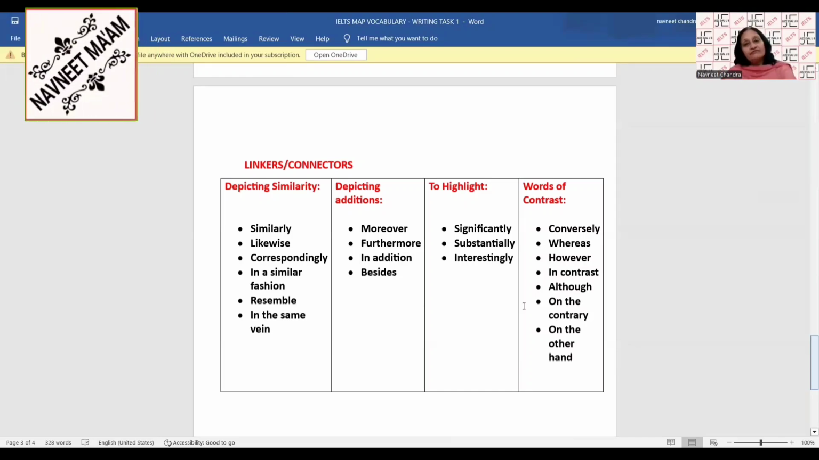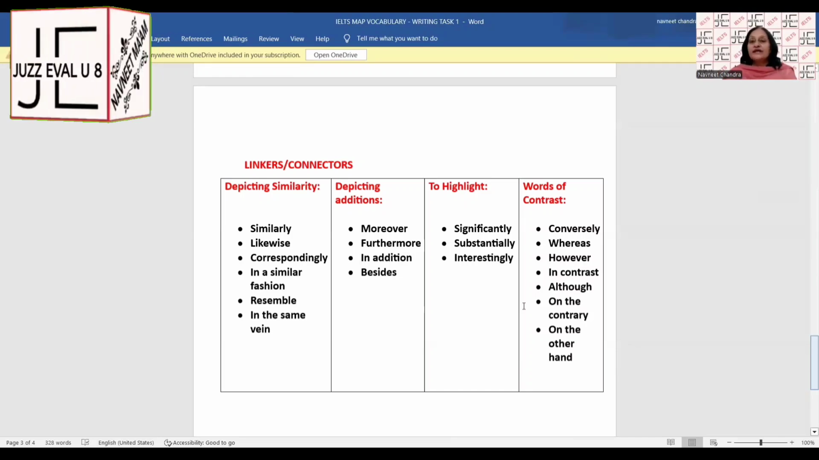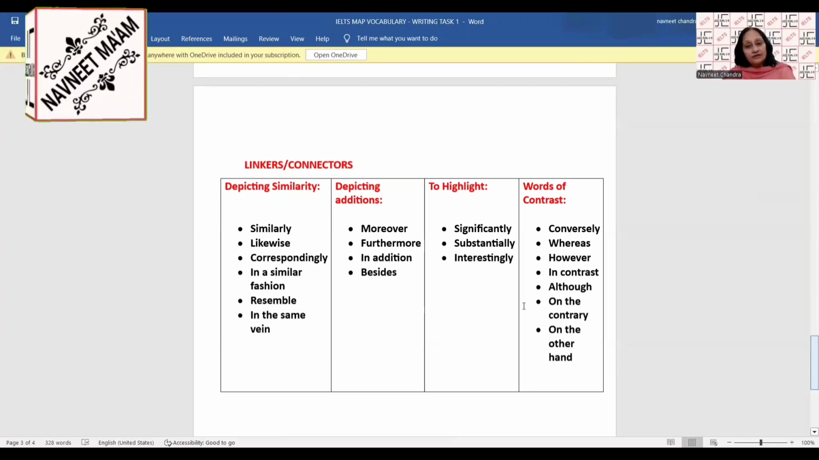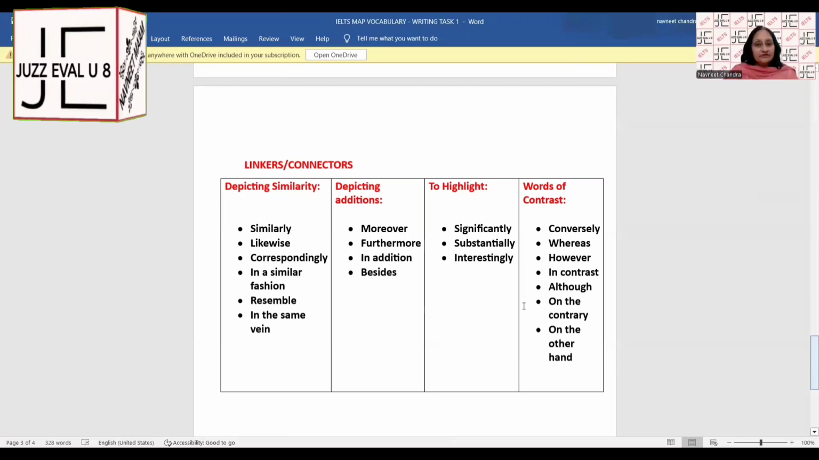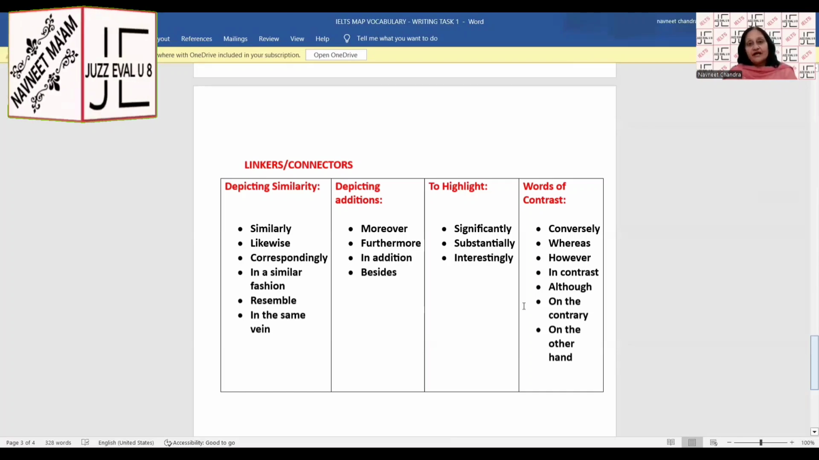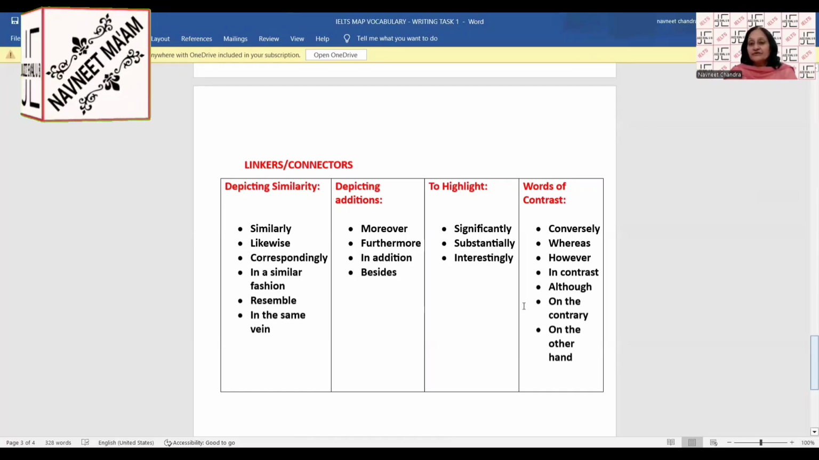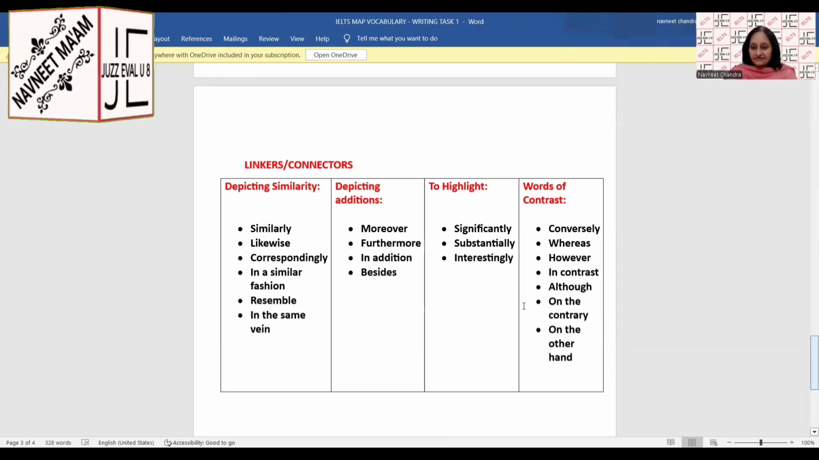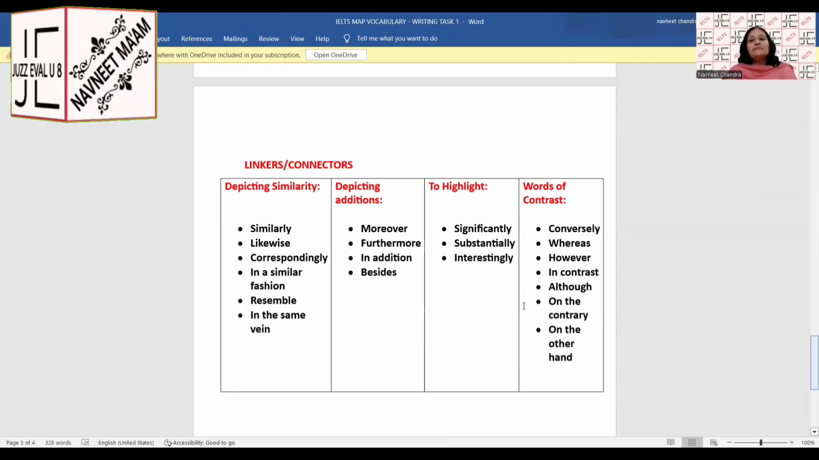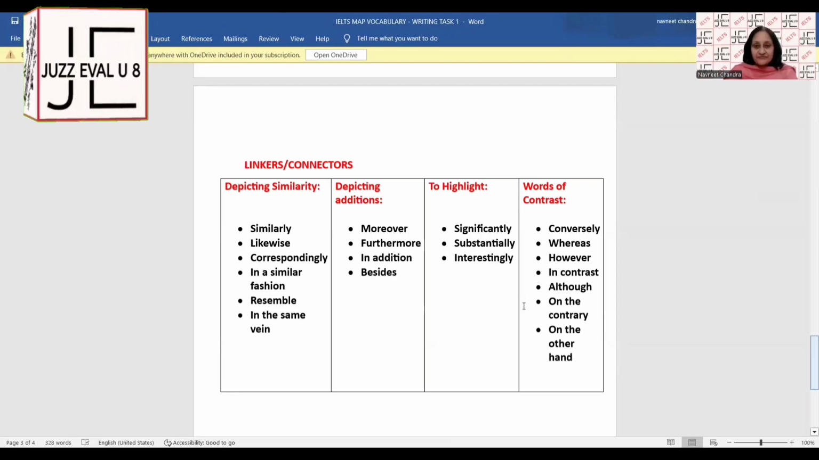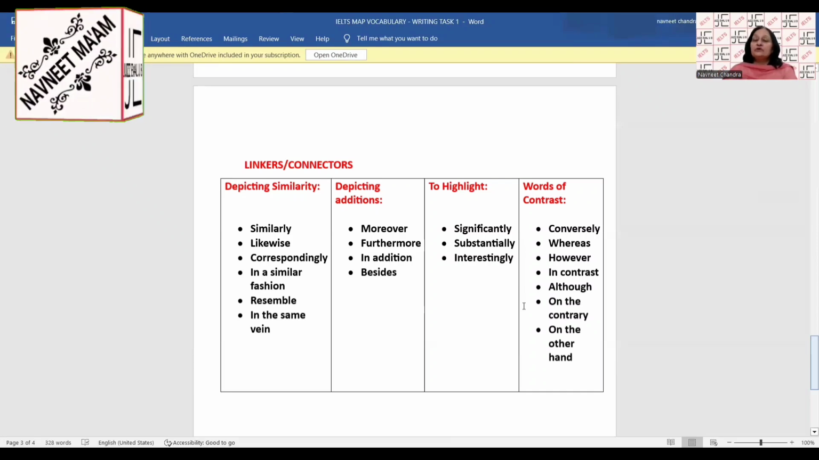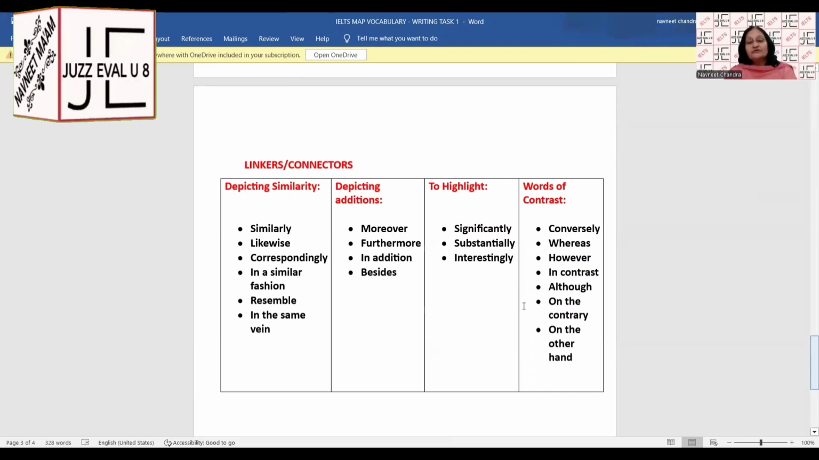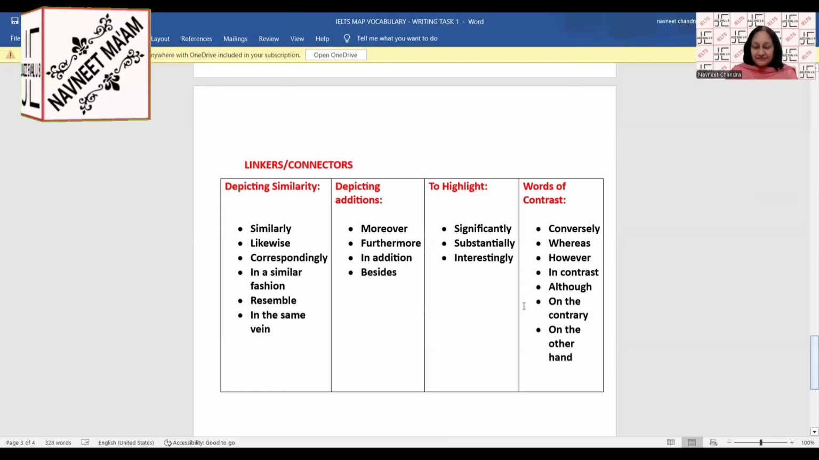Next are words of contrast. Like if you don't agree with something and you want to put across another point, so how do you go about it? It can be conversely, whereas, however, in contrast, although, on the contrary, on the other hand, and many, many more such words. So do keep looking up these words, do keep preparing, and I'm very sure you score a very high band score.